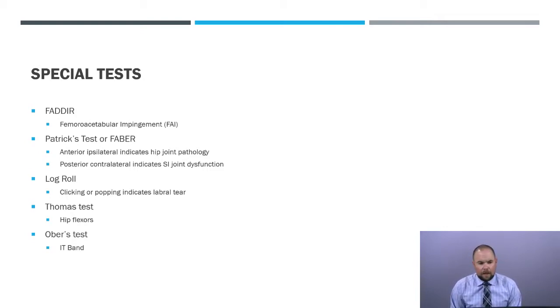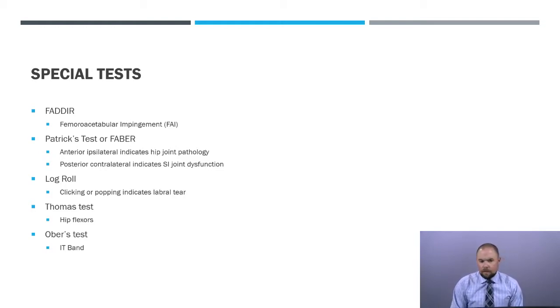There's also the Patrick's test, or the FABER test, which is flexion, abduction, external rotation. Again, this is typically positive in people with hip pathology, whether that be impingement, labral tears, even hip arthritis will have some pain with this. It's also helpful because if you get some contralateral pain in the posterior pelvis or hip, it could also indicate SI joint dysfunction.